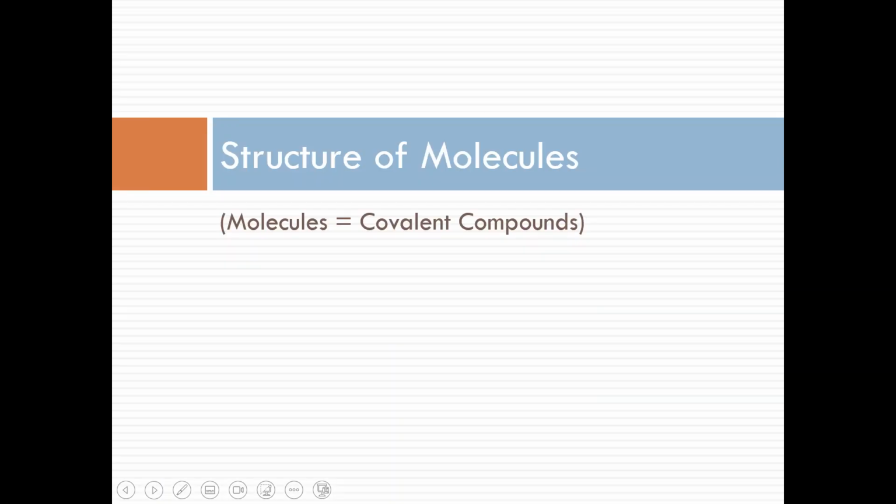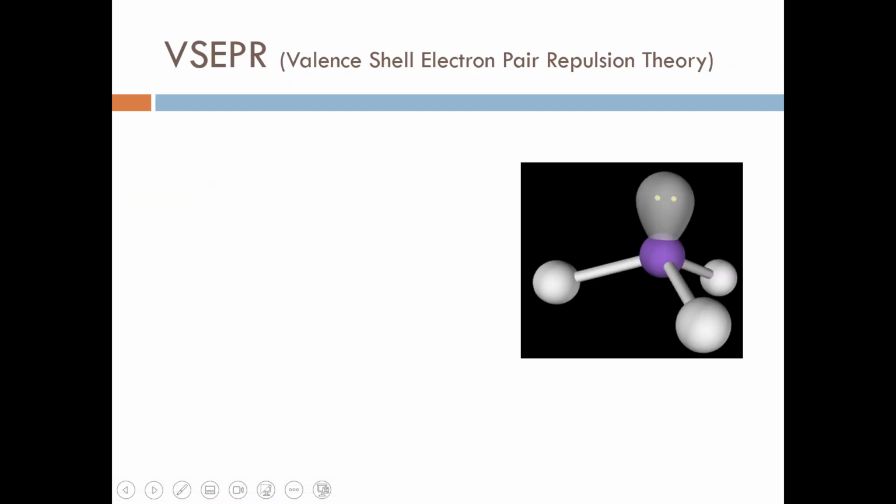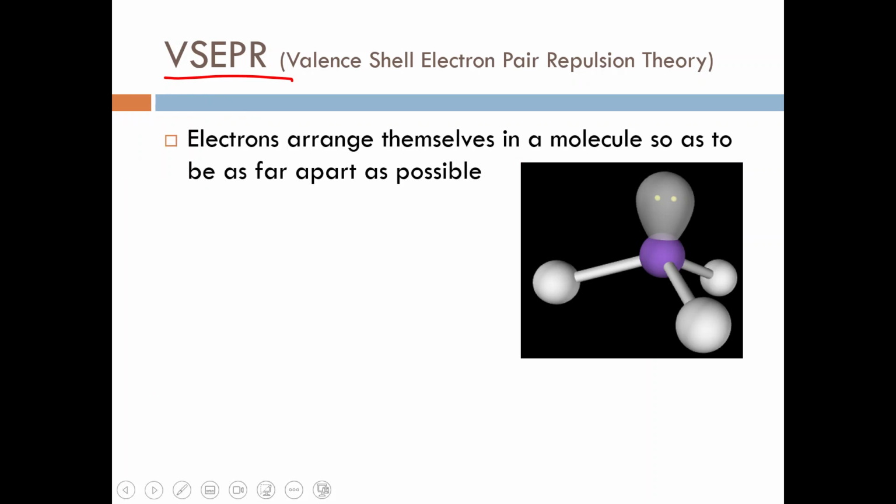All right, so molecules are covalent compounds. They share electrons. All right, so the pattern that you were seeing when you were doing the PhET simulation is based off of this idea of valence shell electron pair repulsion. And it concentrates on an idea that electrons arrange themselves in a 3D structure to be as far apart from each other as possible around a central atom.